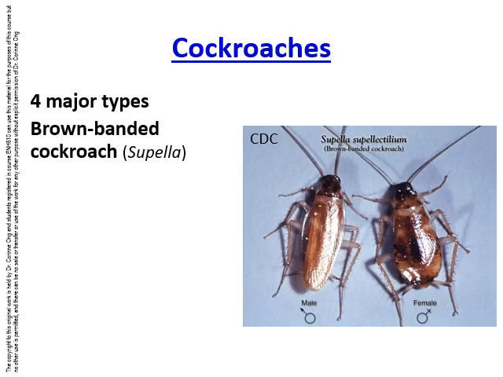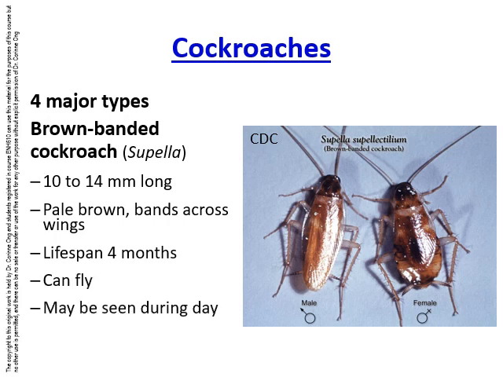The last of the 4 major types of cockroaches are the brown banded cockroach, or Supella. They are really small, just like German cockroaches, the same size, 10 to 14 millimeters long. They're actually pale brown and they have bands across their wings. They're one of the more difficult cockroaches to identify because they don't have real distinguishing features, and the bands across the wings sometimes are not as prominent. Like in the male cockroach over here, you don't really see the bands as clearly as you do in the female cockroach. They have short lifespans like German cockroaches. They can fly, and sometimes they may be seen during the day.